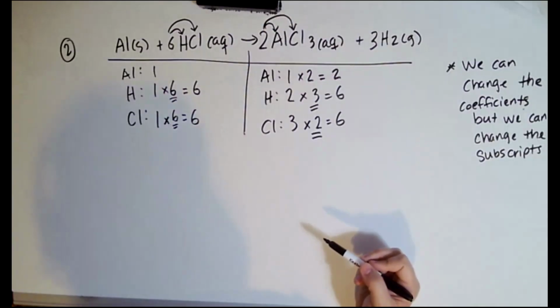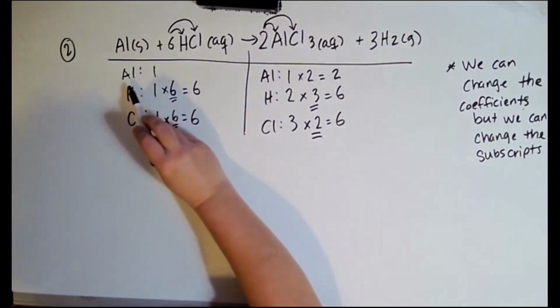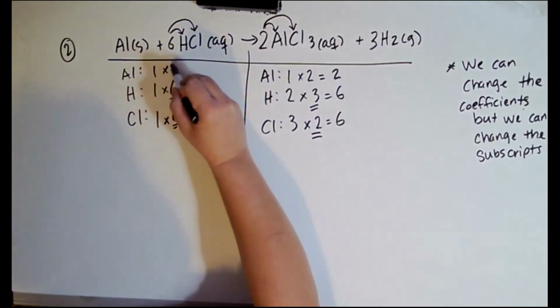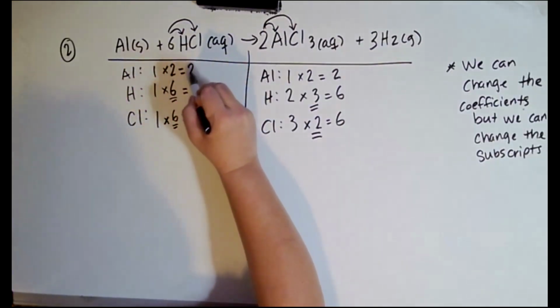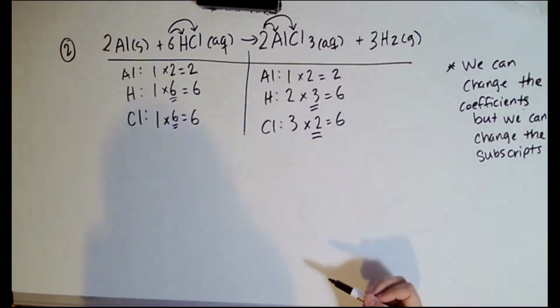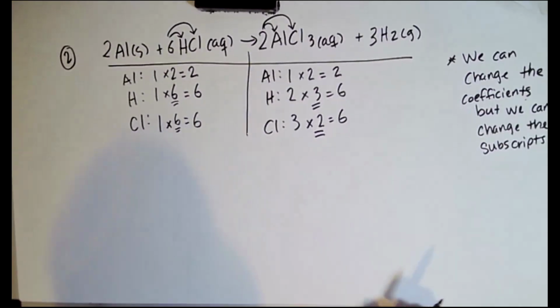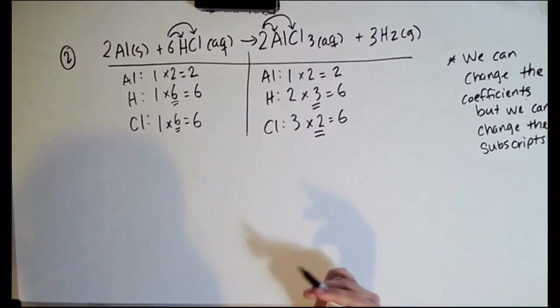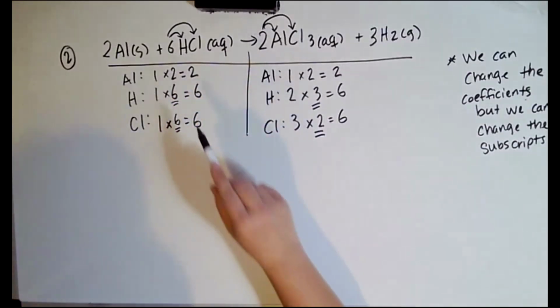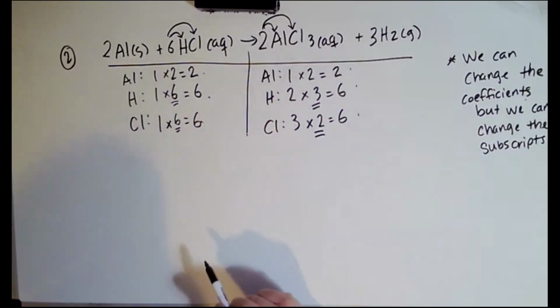Okay. And then the last thing I'll have to do is come back over to my left side and say, all right, I have to make those aluminums the same now. So I'm going to have to multiply my aluminum by 2 as well. I'm going to put that 2 out in front of my aluminum. Okay. And at this point, I have a balanced equation. And I know this because my numbers all match up on both sides.